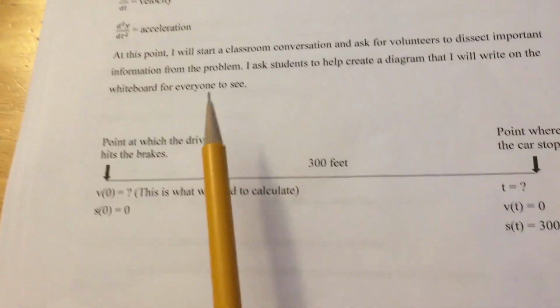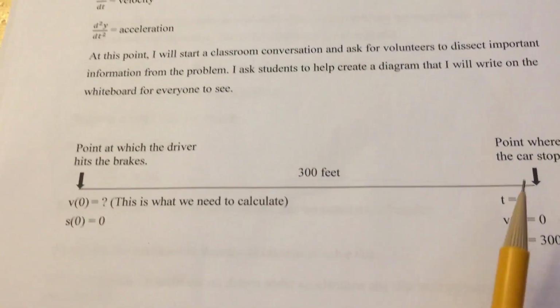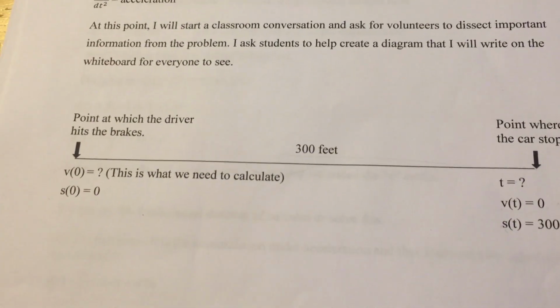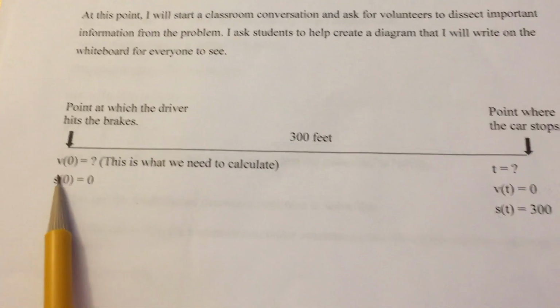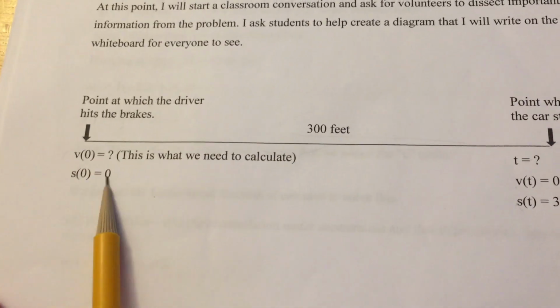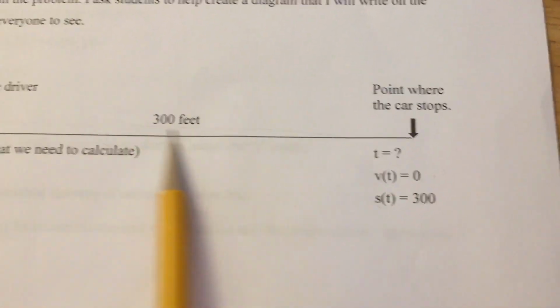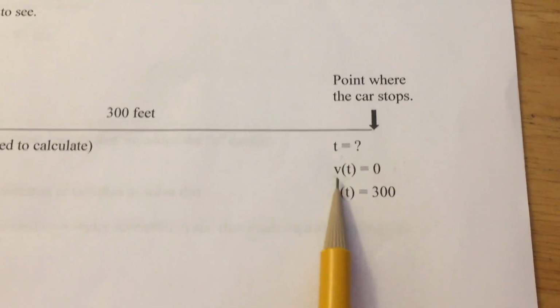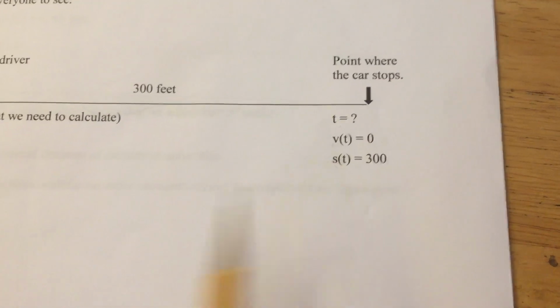Now, at this point, we're going to integrate, but before we do that, we're going to do a diagram. So as a class, I'm going to ask for volunteers to help with the diagram. At the point at which the driver hits his brakes, the velocity at that position, we don't know what it is, that's what we're looking for, and the displacement is going to be 0. Now 300 feet traveled, the time for that skidding of 300 feet, we don't know. The velocity at that time is going to be 0 because it's completely stopped, and the displacement is going to be 300. That's the end of the line where he stopped.